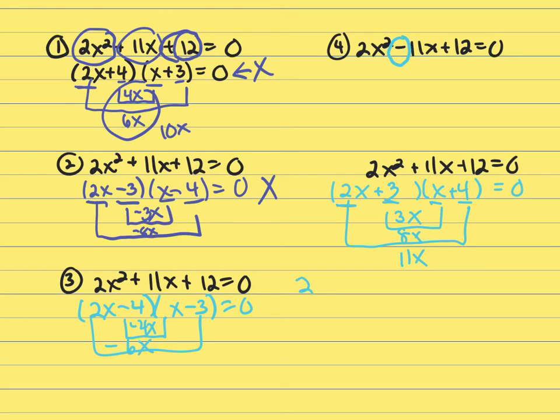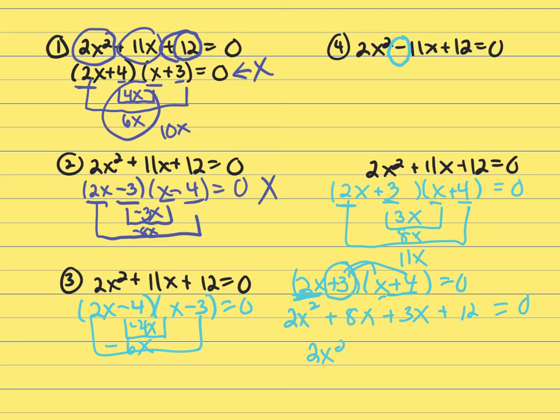Now, the other way you can double check your work, I think it takes a little bit longer, but it's perfectly fine. 2x times x is 2x squared. 2x times 4 is 8x. Now distribute the 3. 3 times x is 3x. 3 times 4 is 12. And that gives you 2x squared plus 11x plus 12 equals 0, which is what you started with.